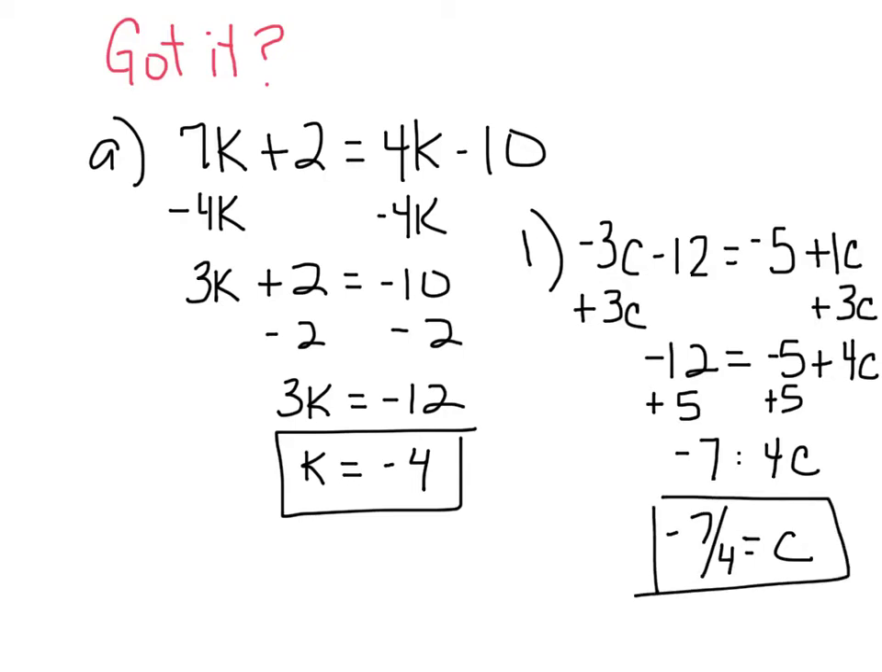So now I would like you to do number 2 on your own, pause the video, and then see what you get as your answer. If you do number 2, you would add n to both sides, and you would get negative 23 equals 5 plus 2n. You then would subtract 5 on both sides and get negative 28 equals 2n. Divide by 2, and negative 28 divided by 2 would give you an answer of negative 14. So the answer to number 2 should be negative 14.